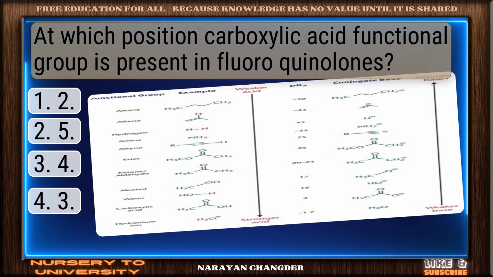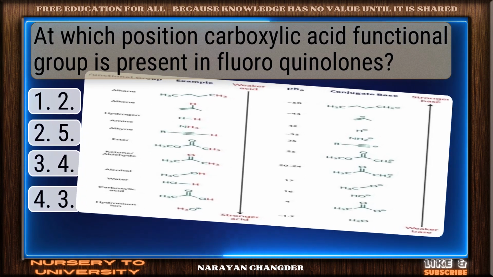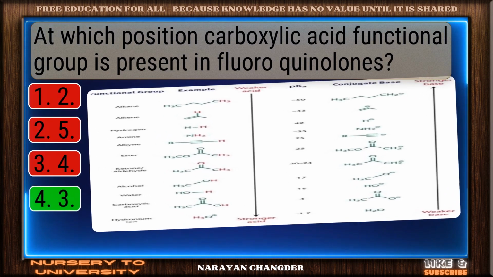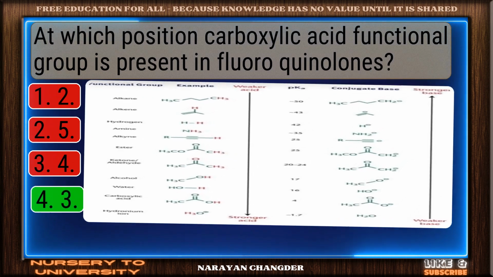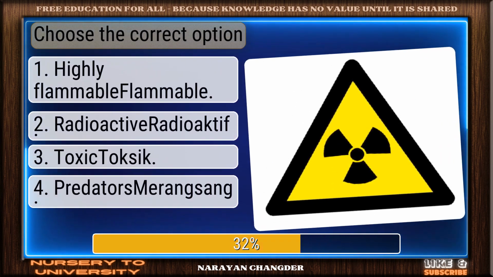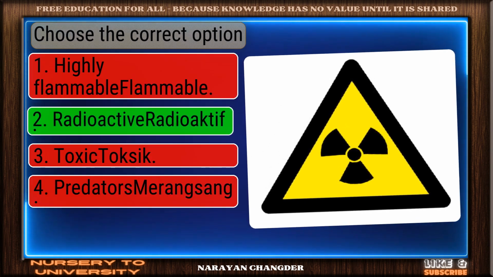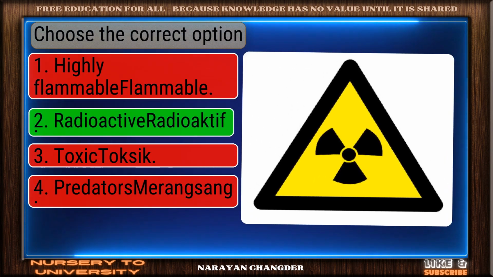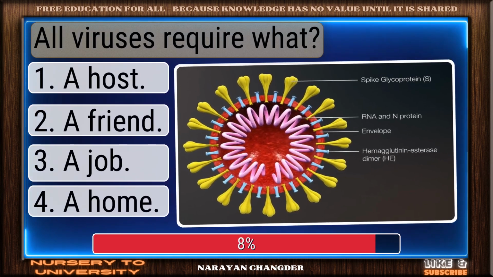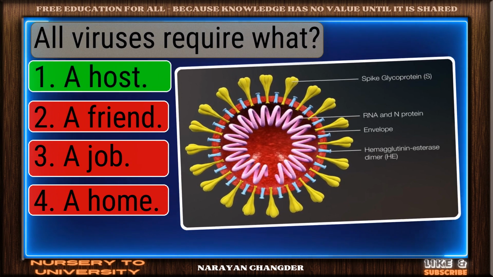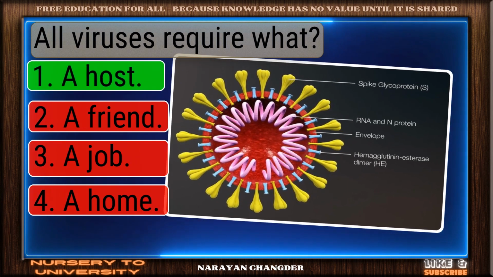At which position carboxylic acid functional group is present in fluoroquinolones? Nicely done. 3 is a solid answer. Choose the correct option. Great thinking. Radioactive is the right choice. All viruses require what? On track. A host is the correct answer.